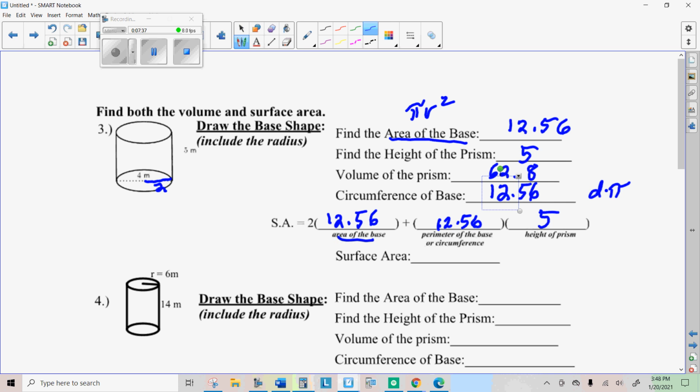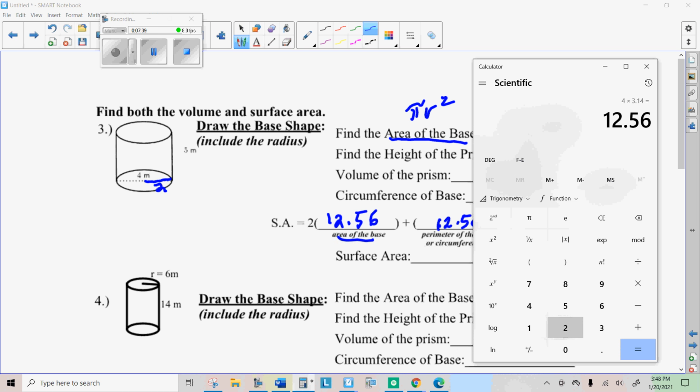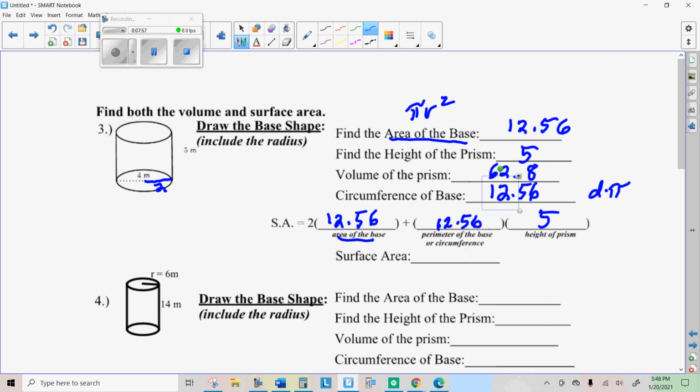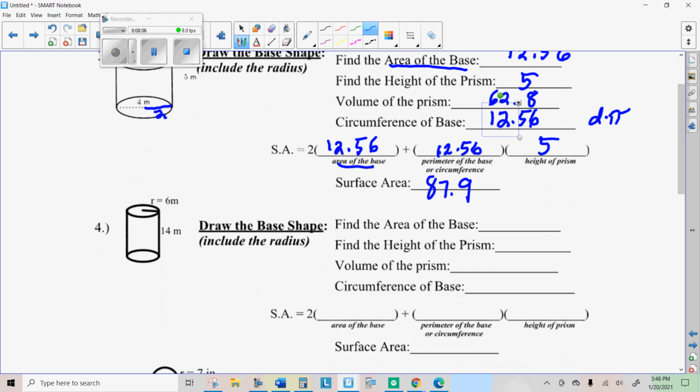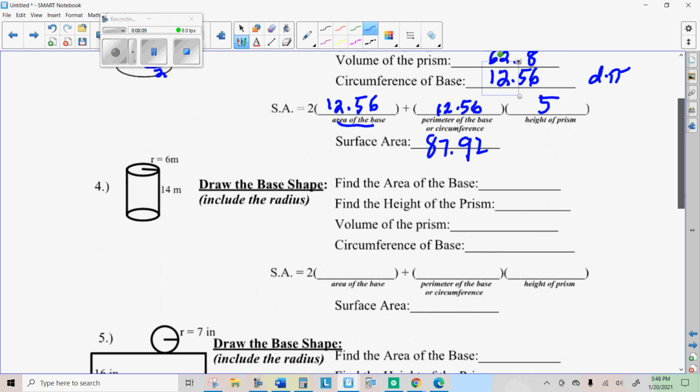We're going to do 2 times 12.56 plus 12.56 times 5. 87.92. And we usually round our answers to the nearest tenth when we're putting them on the Google form. So that would be 87.9. I'll just write the whole thing there though.